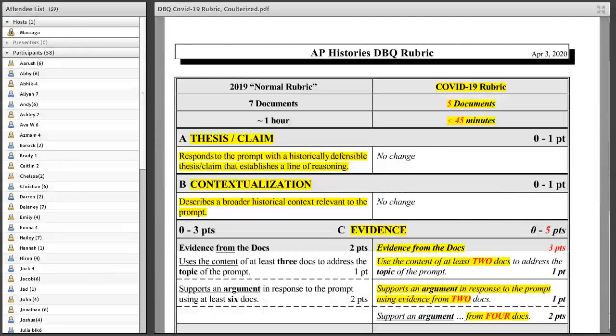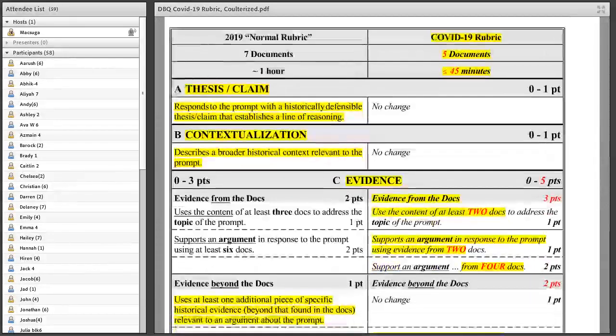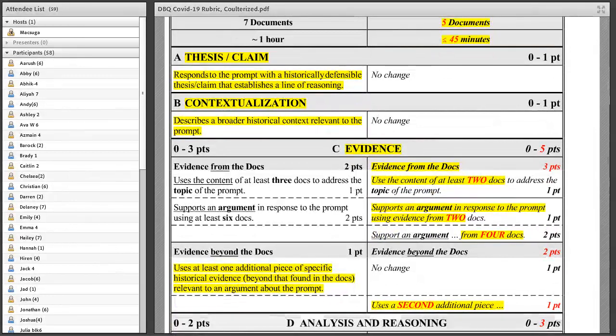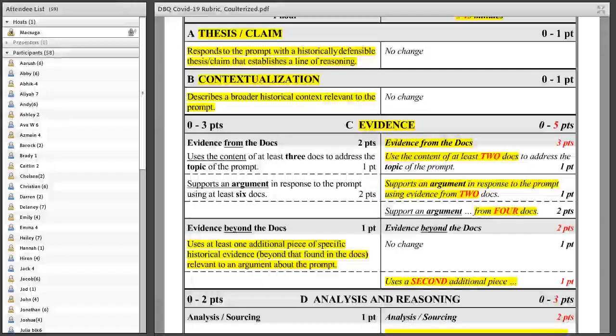That's the same. So evidence has changed a little bit, where before you had to have 3 documents to answer the prompt. This time, to get 1 point, you only need to use 2 documents. People, hear me. You should use all 5 documents, right? Using all 5 documents is not a problem. It's the support of your argument in response to the prompt using 5 documents.